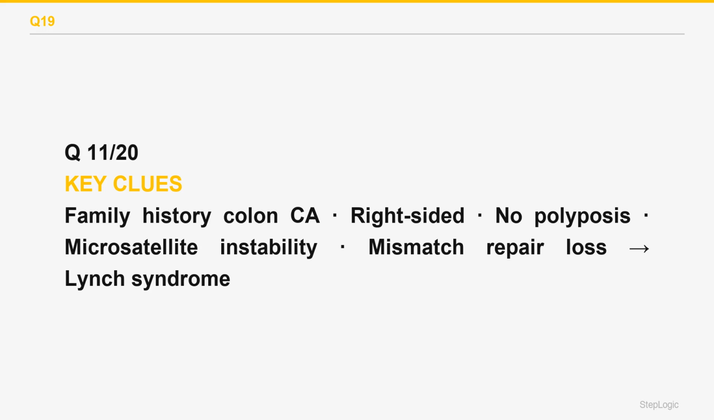It is an autosomal dominant condition caused by a germline mutation in one of the DNA mismatch repair genes, such as MLH1 or MSH2. When the mismatch repair system fails, errors in repetitive DNA sequences accumulate, producing microsatellite instability, the molecular hallmark. This drives early onset colorectal cancer, characteristically on the right side of the colon, without the thousands of polyps seen in familial adenomatous polyposis, hence non-polyposis.